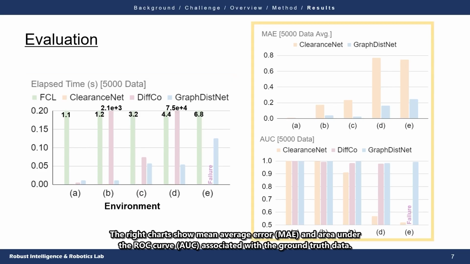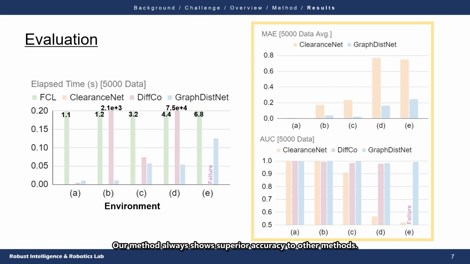The right charts show mean average error, MAE, and area under the ROC curve, AUC, associated with the ground truth data. Our method always shows superior accuracy to other methods.